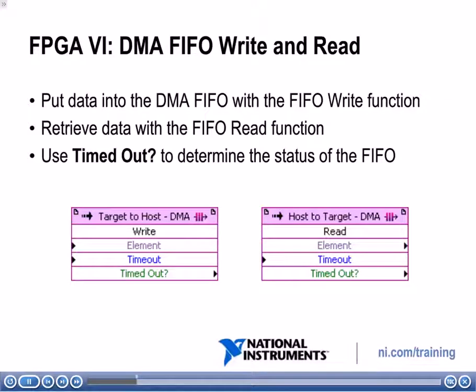Let's say we had a DMA FIFO going in the opposite direction, transferring buffer data from the host to the target. If I put this DMA node on our FPGA VI, in this case, it would show up as a read. Notice on the read, there's an element terminal, and you can use that to read the next element that's available in the DMA FIFO. Again, there's also a timed out and a timeout terminal. You can use the timed out terminals to determine the status of the FIFO, and whether there was an overflow or underflow condition.